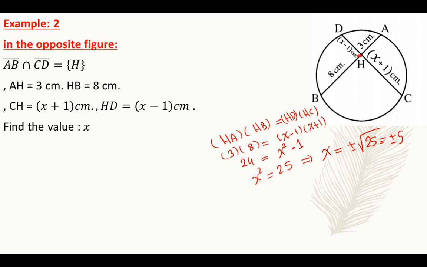Here x can't be negative, because x minus 1 would be negative 5 minus 1, which equals negative 6, which is impossible. And in HC, if we put x equals negative 5, it will be negative 5 plus 1 equals negative 4, which is impossible because we don't have a negative length for a chord. So we write x equals 5, and x equals negative 5 is refused.